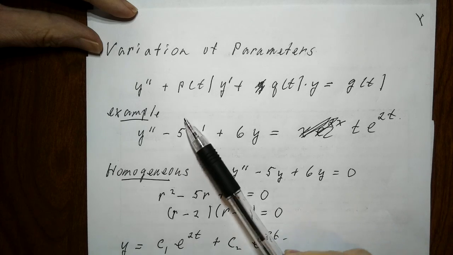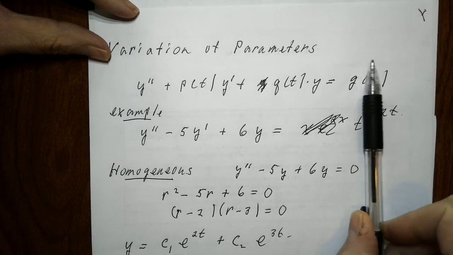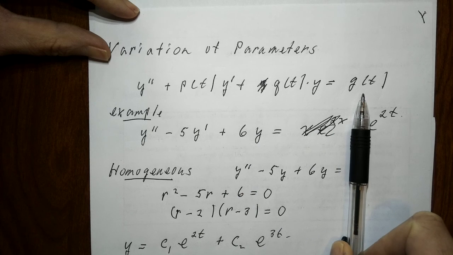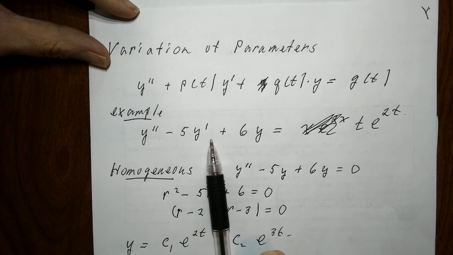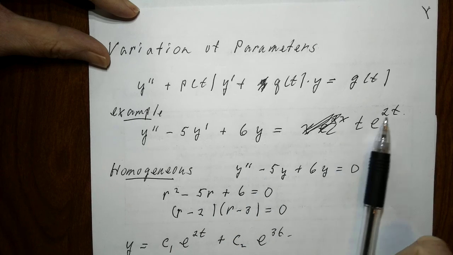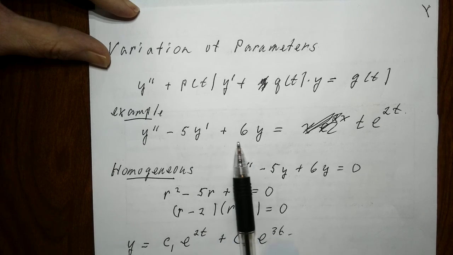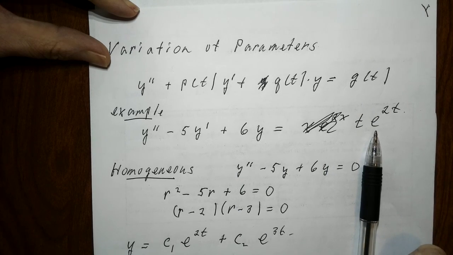Variation of parameters is a second method for solving second-order differential equations when we have a forcing term on the right-hand side. In other words, it is a non-homogeneous differential equation. So here's a particular example: y double prime minus 5y prime plus 6y equals t e to the 2t. In this case, we have a second-order linear differential equation with constant coefficients, and on the right-hand side t e to the 2t.